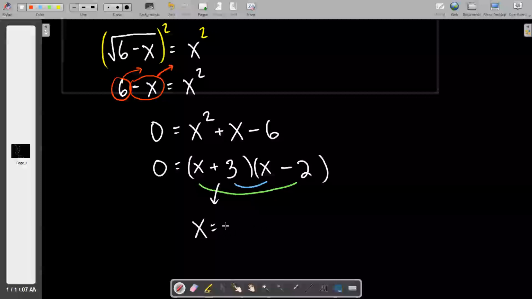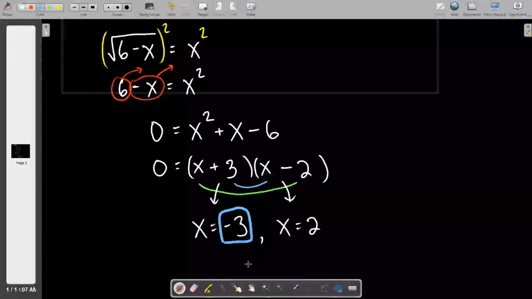X equals -3 and x equals +2. So I hesitate at this point to call these solutions. I'm more inclined to call them candidates because I have to vet them. I have to make sure that they're legit, that they work. And so we're going to go back now to the very beginning of the problem, and we're going to plug these numbers in one at a time. So I'll color code this for you. I'll do blue first. And so -3 is going to be my blue candidate.